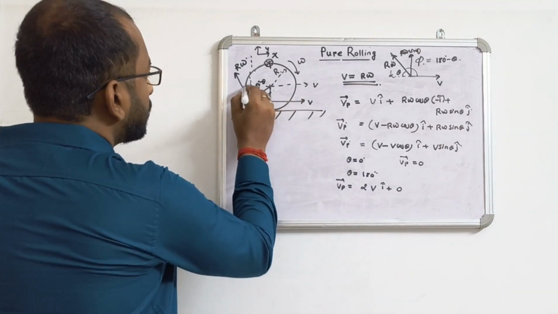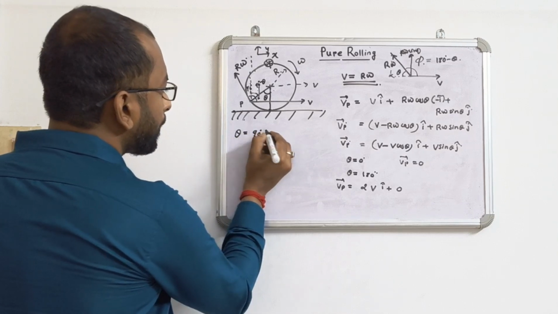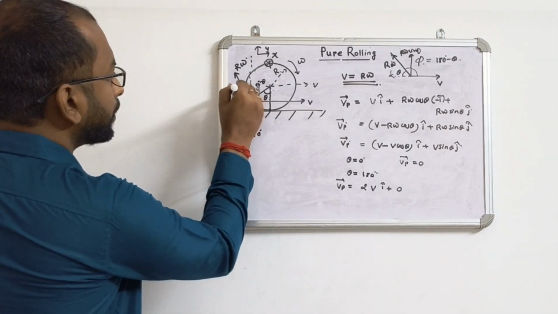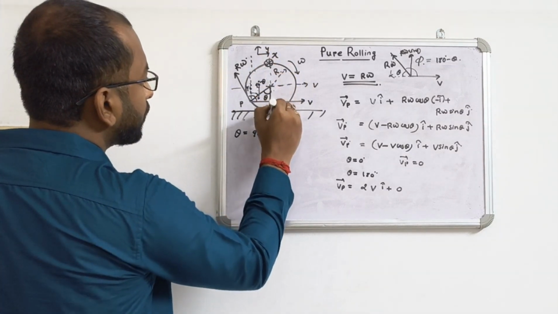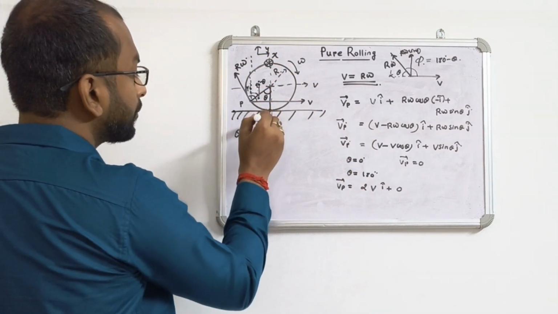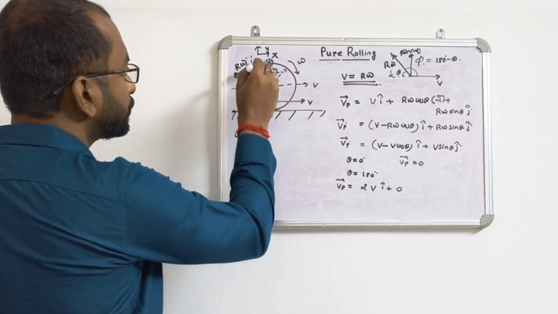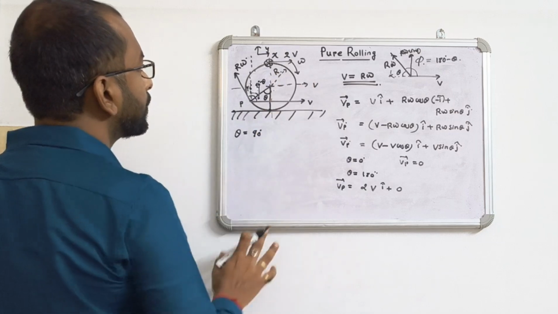We can find out what is going to be the velocity if theta is equal to 90 degree. That means we are talking about this point. So we can divide this entire circular body into 4 parts. We will be discussing the velocities of these 4 points. 1, 2, 3, 4. This point velocity we have got as 2 into v, the top point.